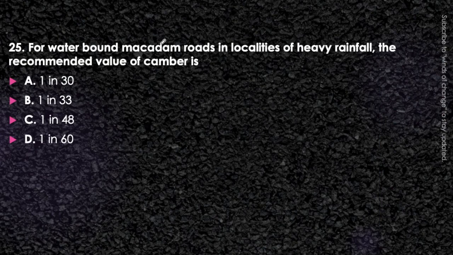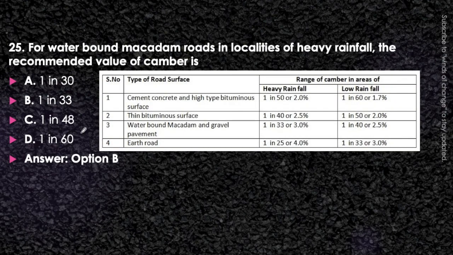You can refer to this video from the link in the description box. Next question. For waterbound macadam roads in localities of heavy rainfall, the recommended value of the camber is 1 in 30, 1 in 33, 1 in 48 or 1 in 60. This is the question which we have to memorize. There is no other option. The recommended value of the camber will be 1 in 33, so option B will be the correct answer, and this is the table for it.